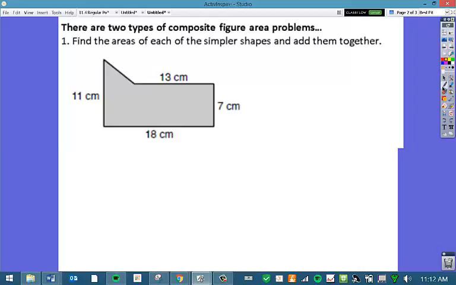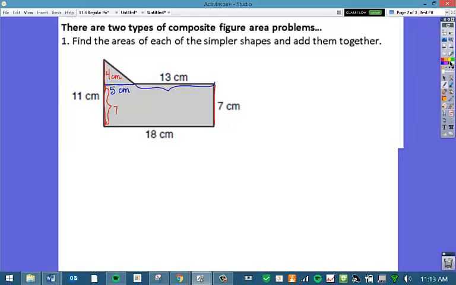If you look at this weird looking shape, you can technically break this into a rectangle and a triangle. But the tricky thing is we need to figure out what these smaller lengths are. This whole side is 13, and this whole length is 18. 18 minus 13 makes this little piece 5 centimeters. And similarly, if this is 7, then this is 7, making this top part up here 4.